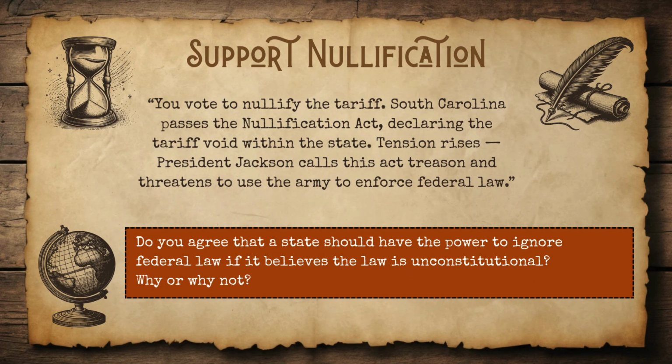In the first scenario, you will see South Carolina's decision to support nullification. The state legislature declared that the federal tariff was unconstitutional and therefore void within its borders. President Jackson viewed this act as treason, a direct challenge to the union's authority. After the video, guide discussion using this question: do you agree that a state should have the power to ignore a federal law if it believes the law is unconstitutional? Why or why not? Please consider the potential consequences for unity, law enforcement, and national stability.